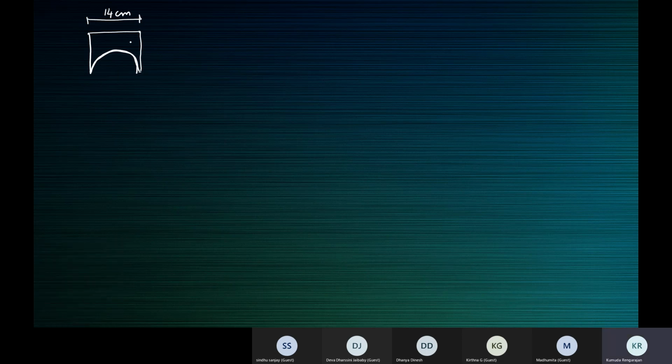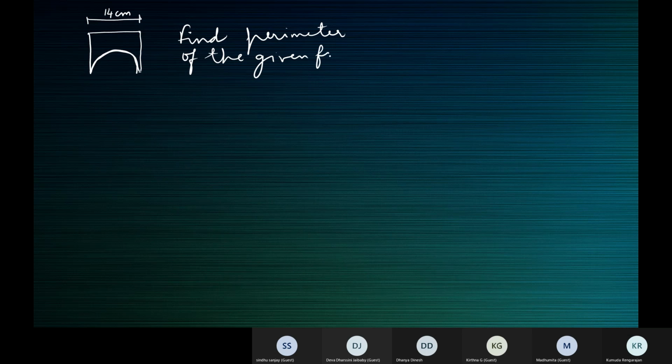All right, so now I want you to find the perimeter of this figure. Let me give one broad heading, find the perimeter, and give you different figures under that.